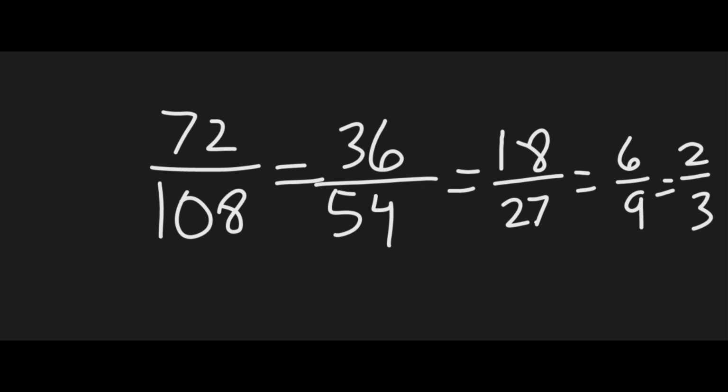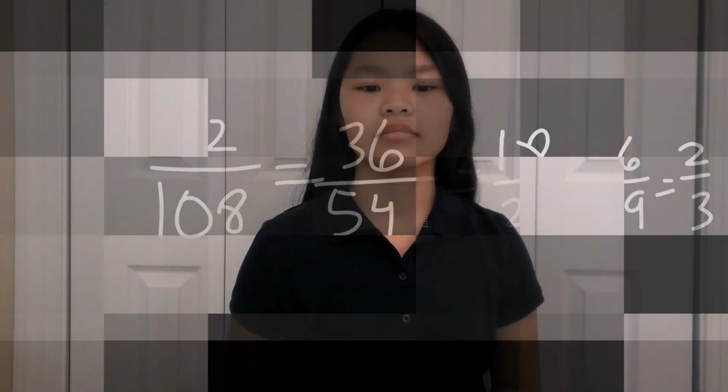So 27 divided by 3 is 9. 18 divided by 3 is 6. 6 divided by 3 is 2. And 9 divided by 3 is 3. We get the same answer.